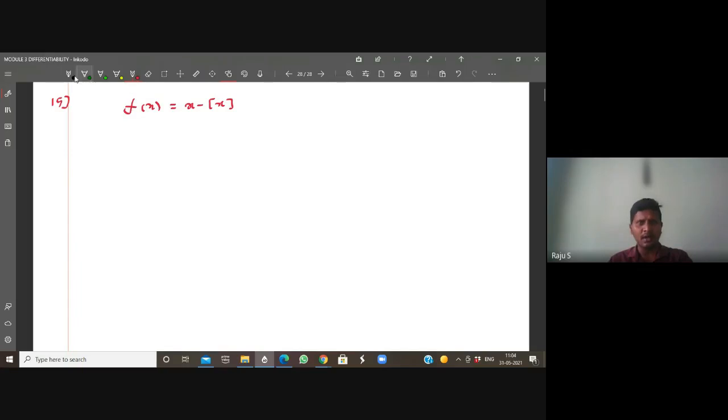Okay, right. Let us take x is equal to n, where n is any integer. Fine, students, right? Now I'm going to find the left hand continuity and right hand continuity at that particular given integer. The integers are from minus infinity to plus infinity, infinitely many integers are there. At what value do you want to check that?